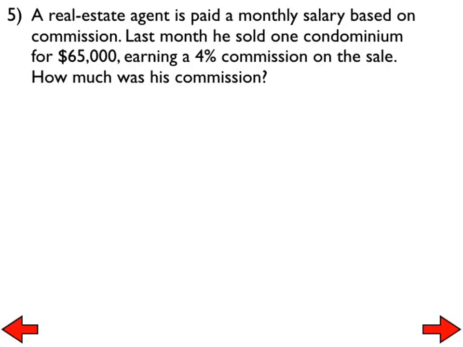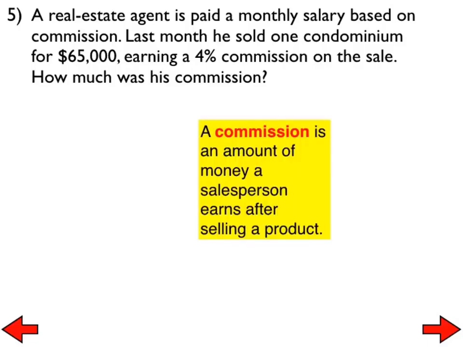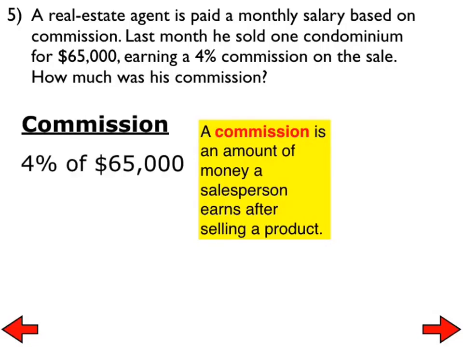Let's talk about commission. A real estate agent is paid a monthly salary based on commission. Last month he sold one condo for $65,000 and he earned 4% commission on that sale. How much money did he get to take home? What was his commission? If you don't remember from last week, commission is the amount of money that a salesperson gets to earn or take home after they sell you something. So you're setting up this problem the same way. What is 4% of $65,000?